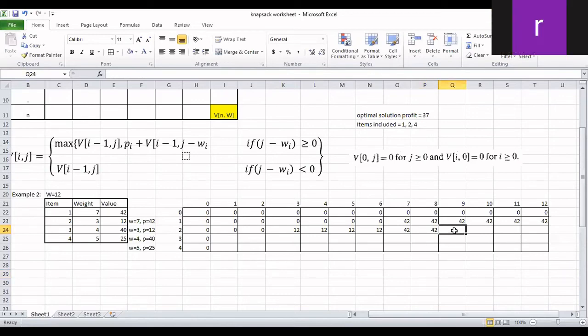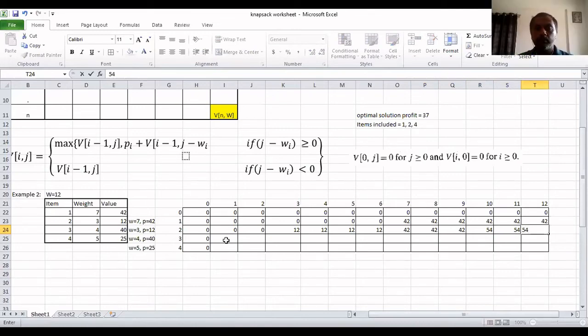How about the next one? 42, because you can accommodate only one item. How about the next one? 54. You can accommodate both, therefore the profit becomes 54. How about the next one? 54. Yes. Simple.